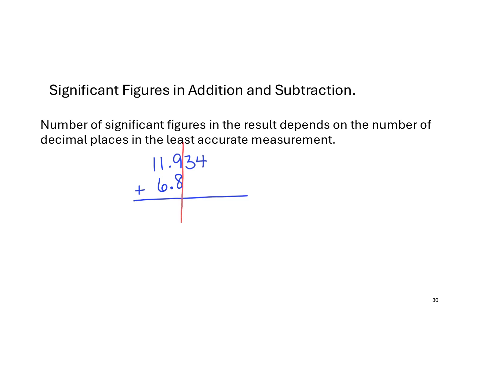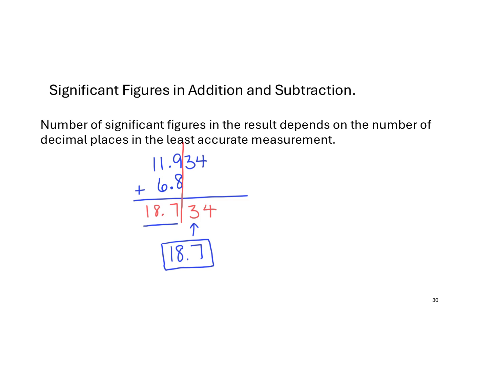Your answer cannot be more specific than right here to the 10th place. This line can help you remember that. So when we do this math, we get 18.734. We need to keep these numbers here, so we look at this number for rounding. Because that number is 4 or lower, we stay and our answer should be 18.7. So we are using the number of decimal places there.